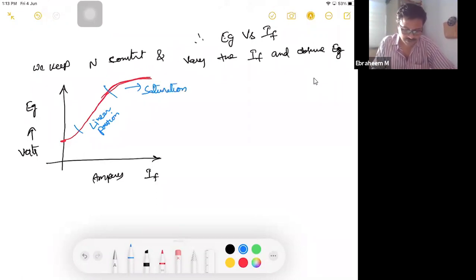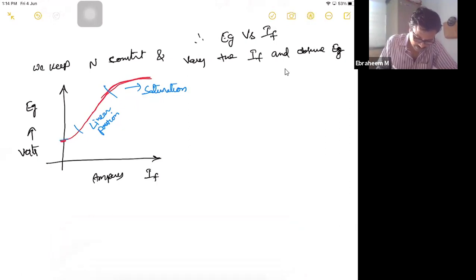Flat curve. Even if you increase the field current, the EMF induced is not going to increase or change. It will remain flat, straight, or horizontal. That means for further values of If, it is not going to change. Okay, so why does it start here instead of starting at zero? In the morning you drew the graph, so it started at zero, right? So it is a residual voltage.